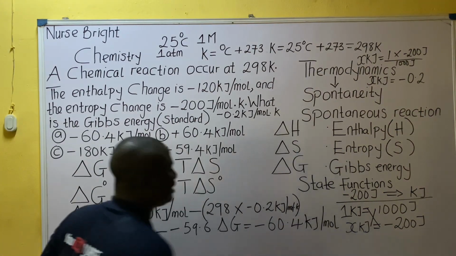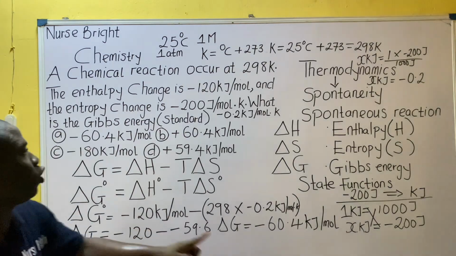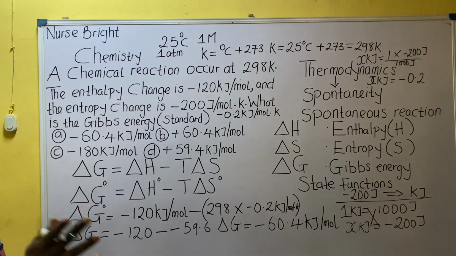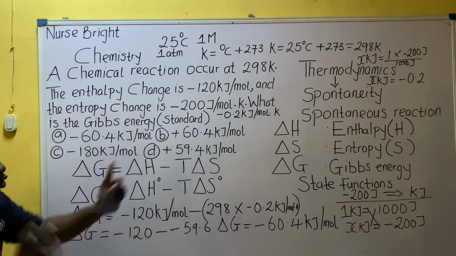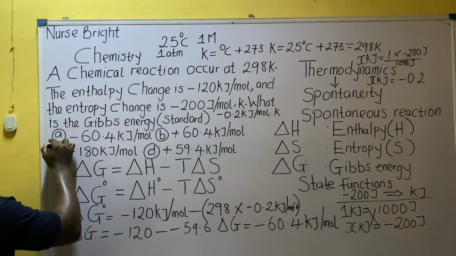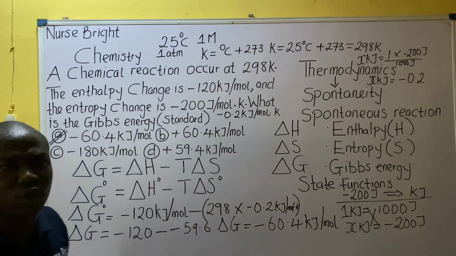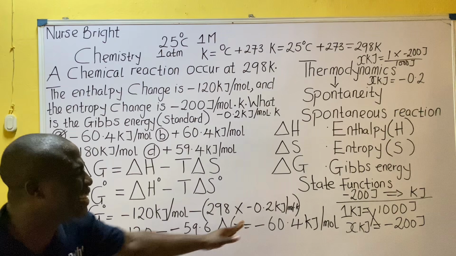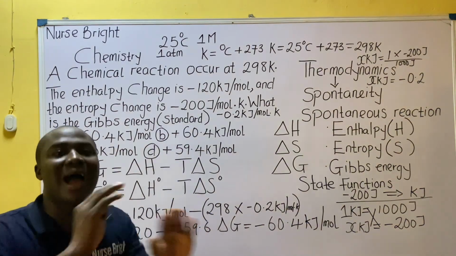Are you there? Please listen. And this is the answer to the question. So you go to your options and determine the answer. Is it the one with minus or plus? Please, you have to be careful. It is option A that is the answer to the question, because you can see that we had a negative answer. Okay guys, we are done solving.